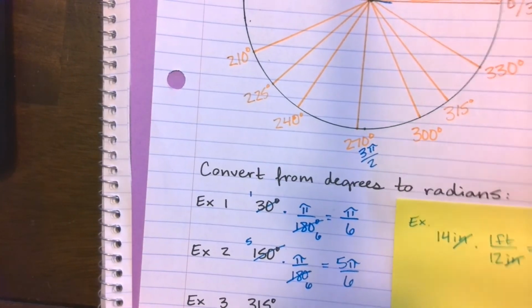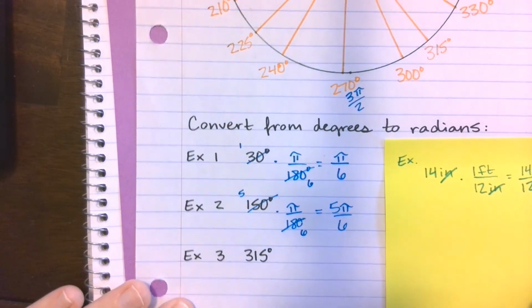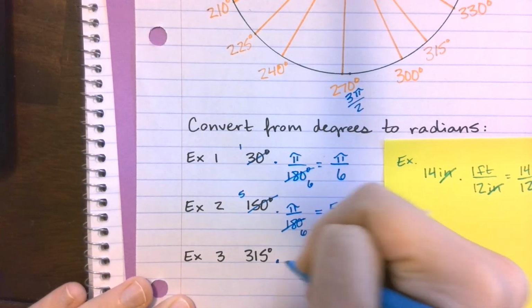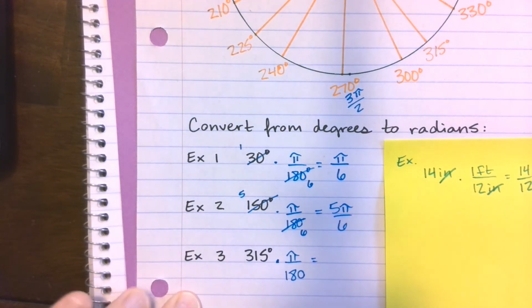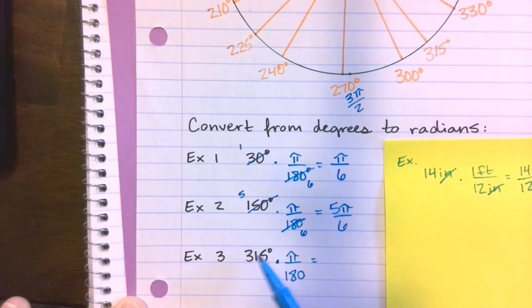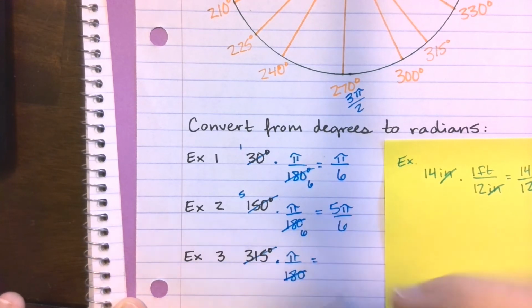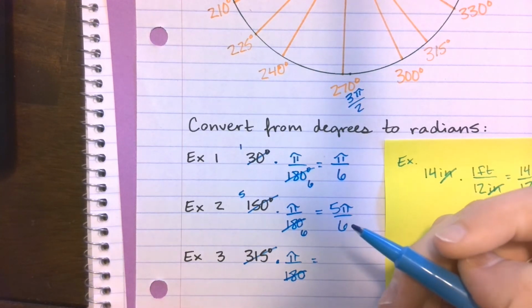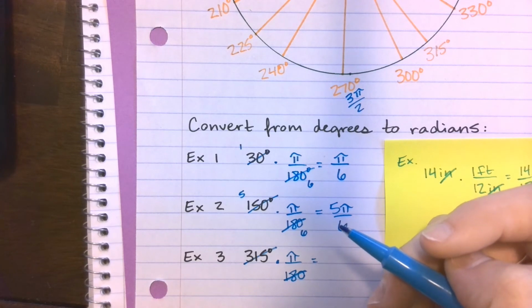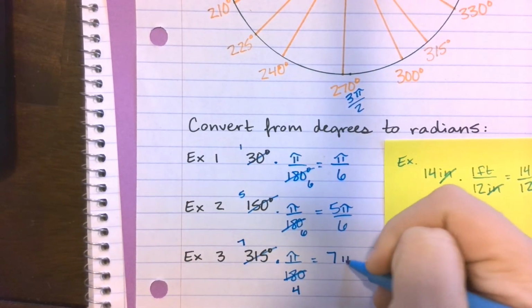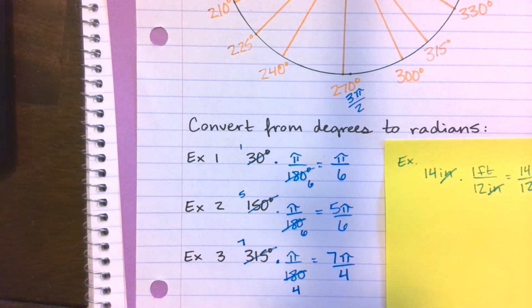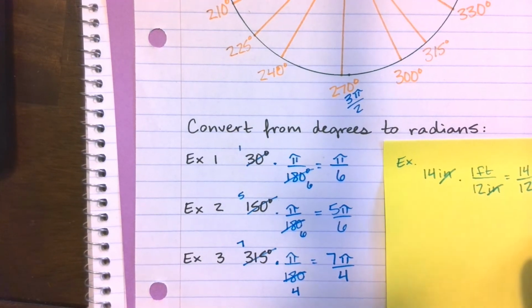And then our last one here, still multiplying by the same unit ratio, but for this one, a little trickier. I can still cross cancel, but anytime I have something that's a little different here, I can probably divide by 45 degrees. We just have those common angles that continue to happen throughout this. So if I divide them both by 45, I'm going to get 7 and 4. That's going to tell me that my 315 is my 7 pi over 4.